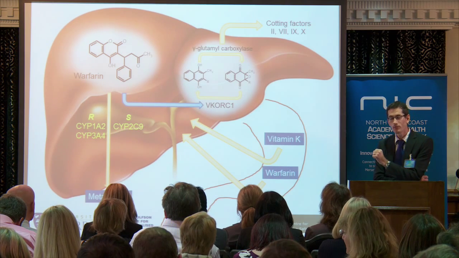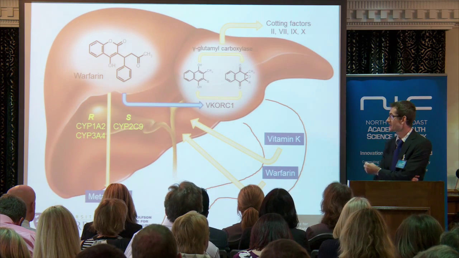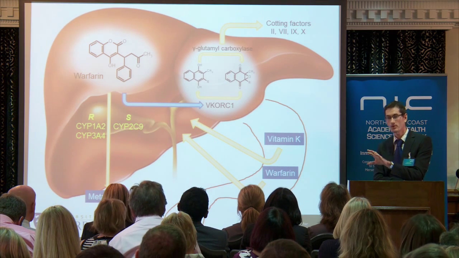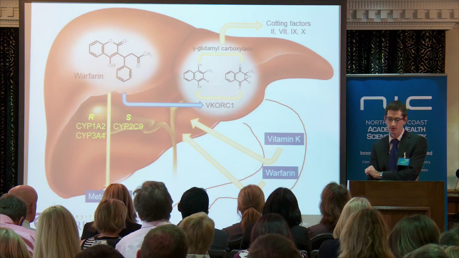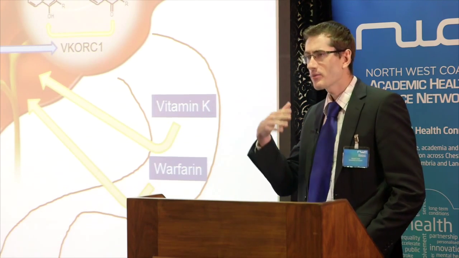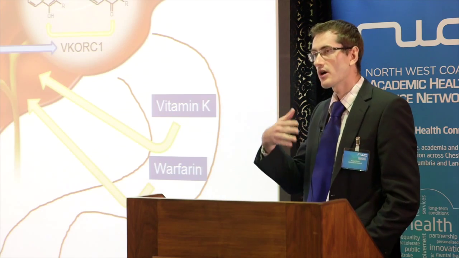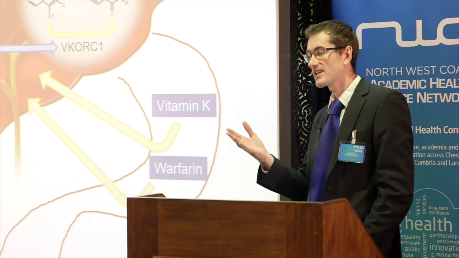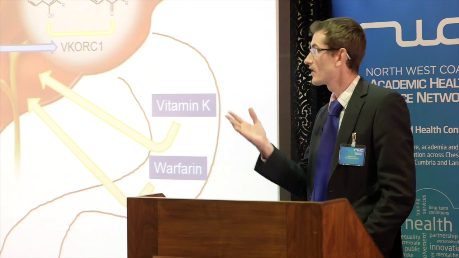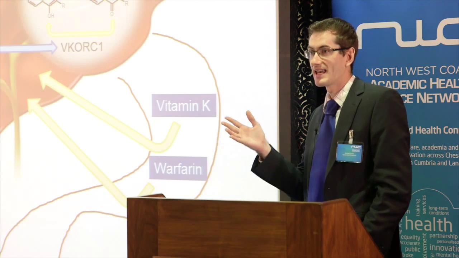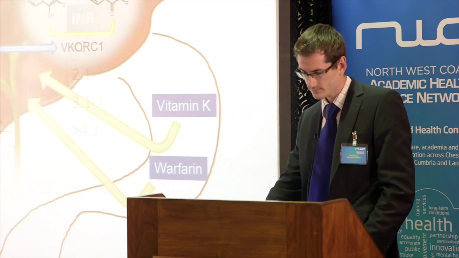The target of warfarin's action is also in the liver, and it's this enzyme VKORC1, which stands for vitamin K epoxide reductase complex subunit 1. And this is involved in the vitamin K cycle. And when you inhibit that, you inhibit the production of reduced vitamin K, and therefore you inhibit the post-translational modifications that activate the clotting factors 2, 7, 9, and 10, and thus you inhibit the clotting cascade.